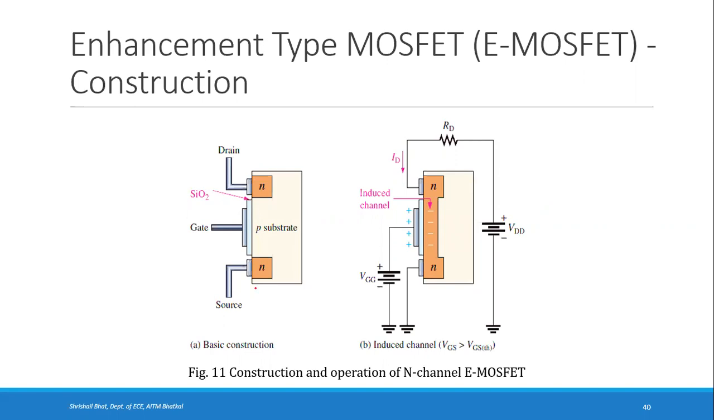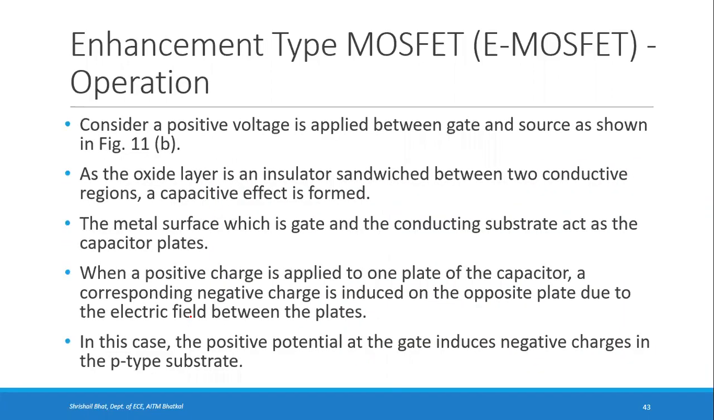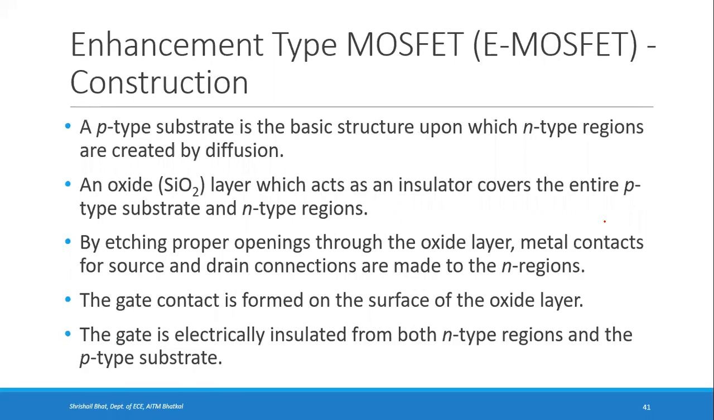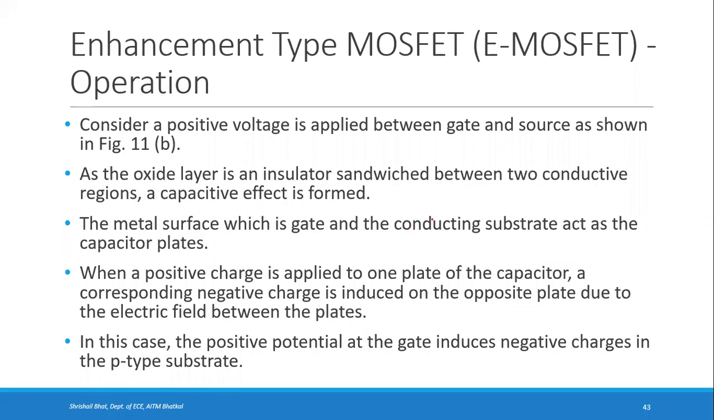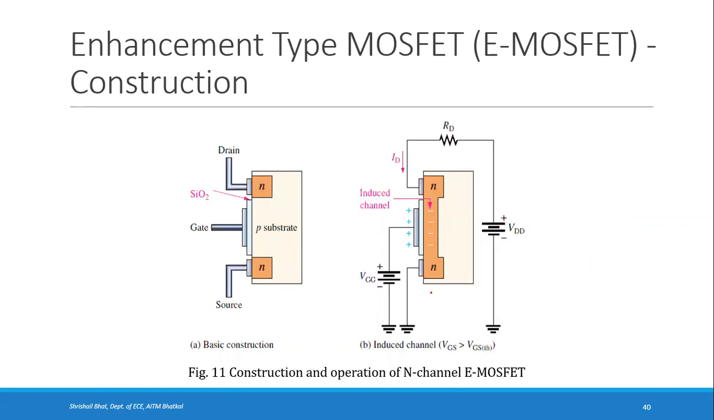But you can start that conduction by connecting some voltage at the gate. Now consider a positive voltage applied between the gate and the source, as shown in this figure. You give a positive voltage here, VDD, and a positive voltage is connected at the gate, between the gate and the source. The source is connected to the common ground.